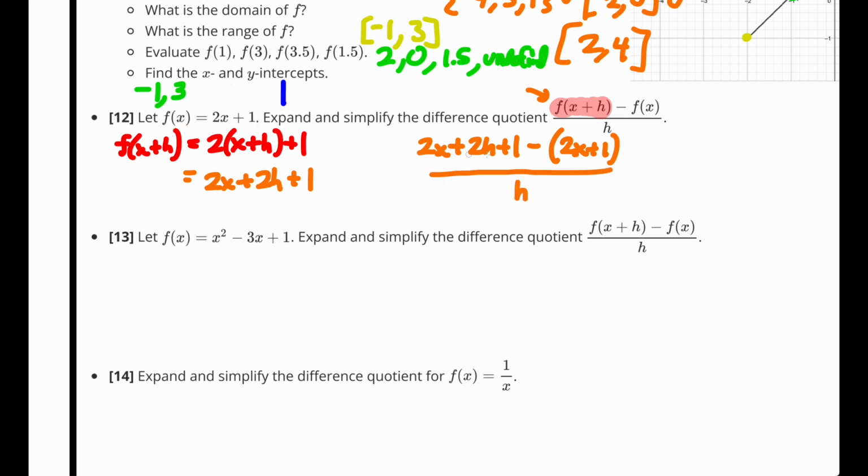Okay, now from here, I'm just going to simplify some stuff. 2x minus 2x cancels, 1 minus 1 cancels, and you get 2h over h. Well, the h's are going to cancel, and you're left with just 2 for this one.